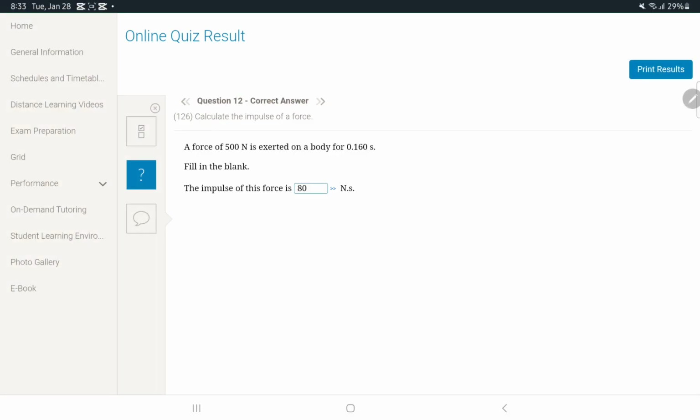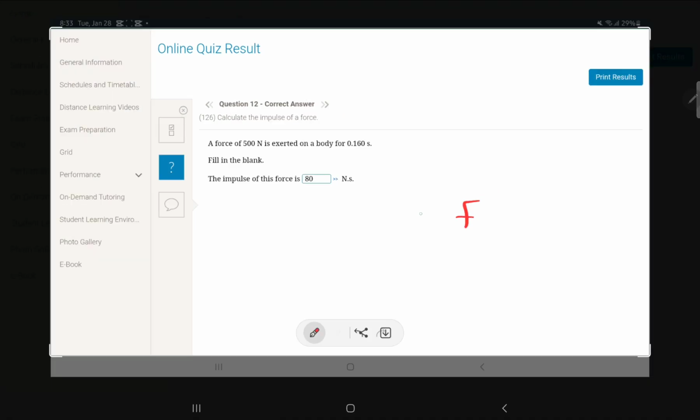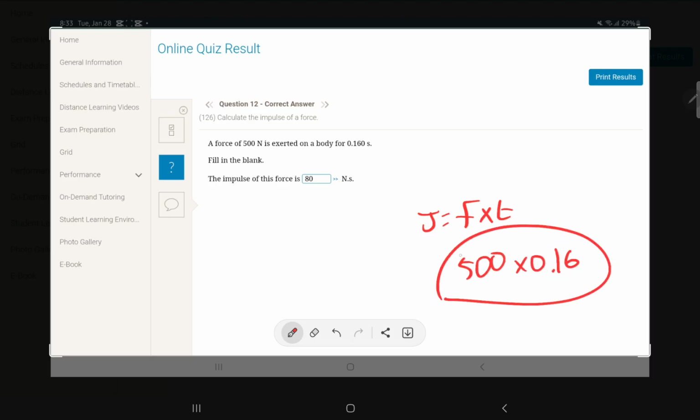What is impulse? Impulse J is equal to force times time, so the force is 500 times 0.16. 500 times 0.16, you will get 80.